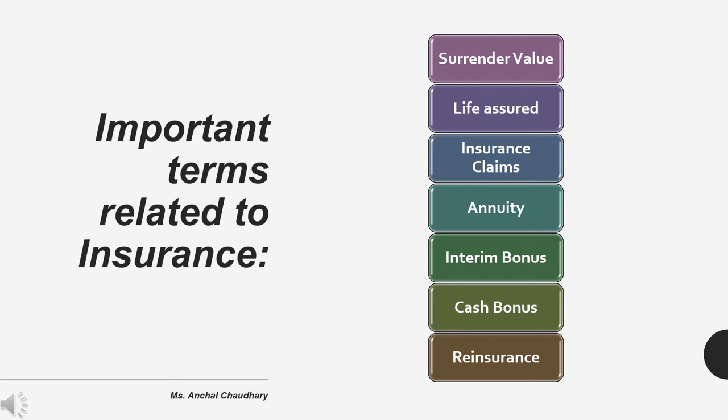So the last topic of the day is important terms which are related to the insurance company. First is your surrender value. Whenever the policyholder decides to discontinue the plan before the maturity age, the life insurance company pays an amount to the policyholder. That is your surrender value. So students, note down one thing. Whenever you are going to discontinue your policy, the first thing you have to do is make sure whether the terms and conditions include the surrender value or not. Many times it happens that some insurance doesn't give the surrender value.